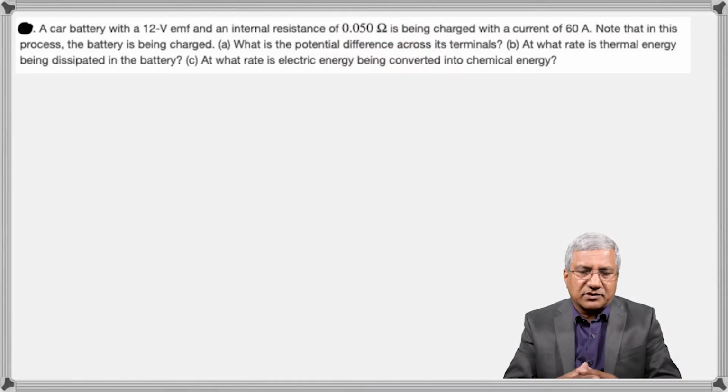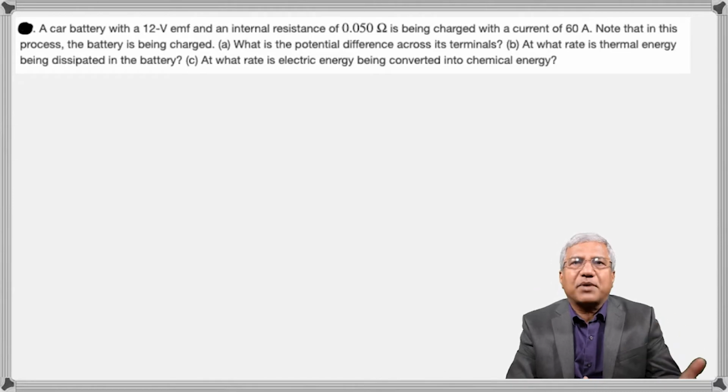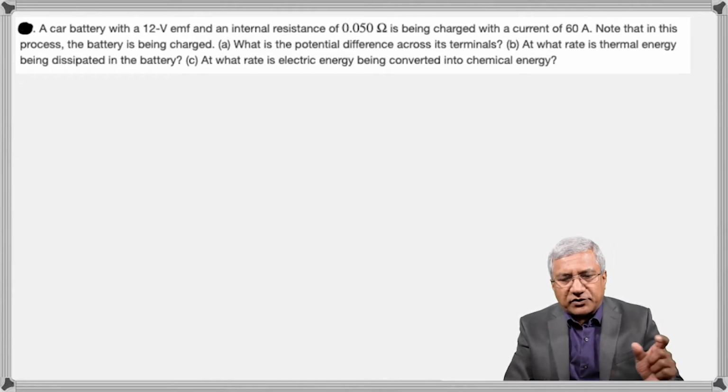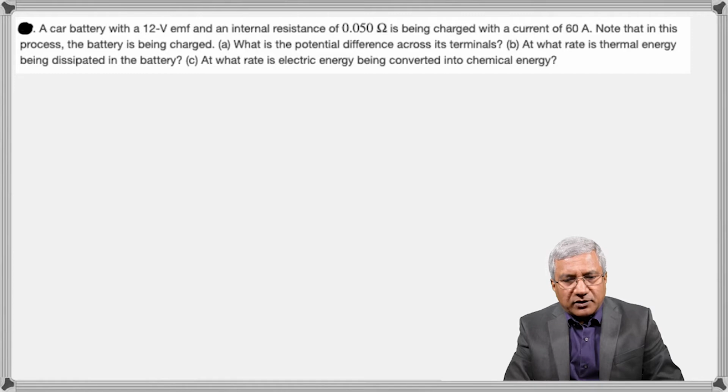Here's the first question. Say a car battery with a 12 volt EMF and an internal resistance of 0.050 ohm is being charged with a current of 60 ampere. So a car battery, which is rechargeable, is now being charged. The battery has an internal resistance which is really small, 0.050 ohm, and the charging current is big, it's 60 ampere. Note that in this process, the battery is being charged.